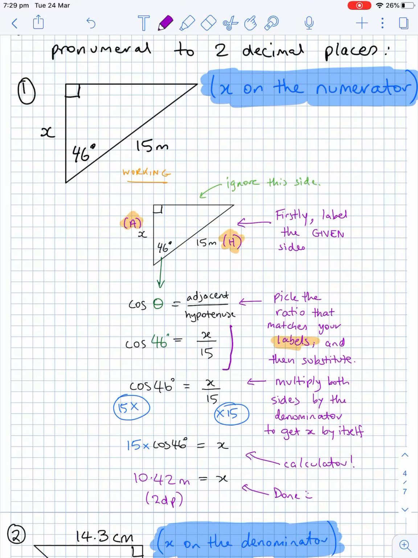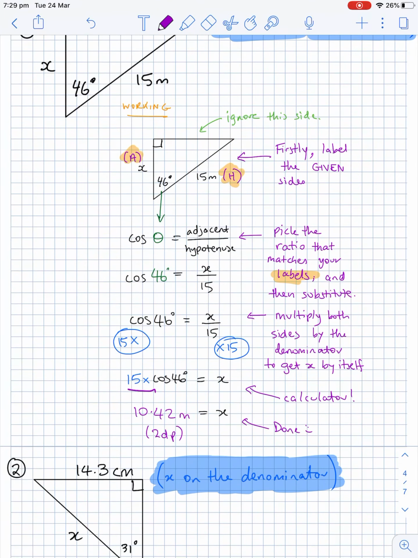And now we look at this equation and we think, how do we get x by itself? Well, x is with a 15. We've got to move the 15. The 15 is dividing, so we times both sides by 15. And then once we do that, our 15s cross out, leaving us with just an x by itself. And we get over here 15 times cos 46. That's what our x is equal to. You shove that straight into a calculator and you get your value of 10.42, to 2 decimal places, which our question required. Okay, so that's the first question done.